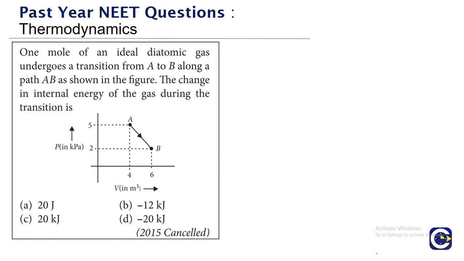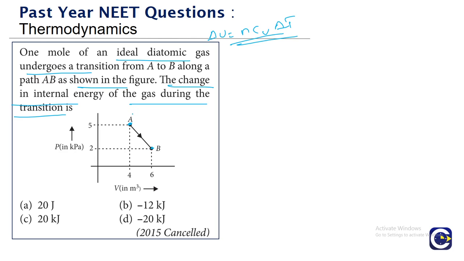This is a question based on the PV diagram. 1 mole of an ideal diatomic gas undergoes a transition from A to B. So from A it is going towards B, as shown in the figure. The change in the internal energy of the gas during the transition. So if you look at it, right, any process, what is the delta U value? NCV delta T, correct?